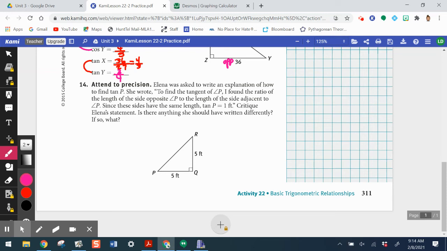So number 14, it says, Elena was asked to write an explanation of how to find the tangent of P. She wrote, to find the tangent of angle P, I found the ratio, that's good, of the length of the side opposite of angle P, that's good, to the length of the side adjacent to angle P. That sounds good too. And so she compared the opposite side of angle P to the adjacent, and that is the definition of tangent. Since these sides have the same length, she found that the tangent of P equals 1 foot. Critique Elena's statement. Is there anything she should have written differently?